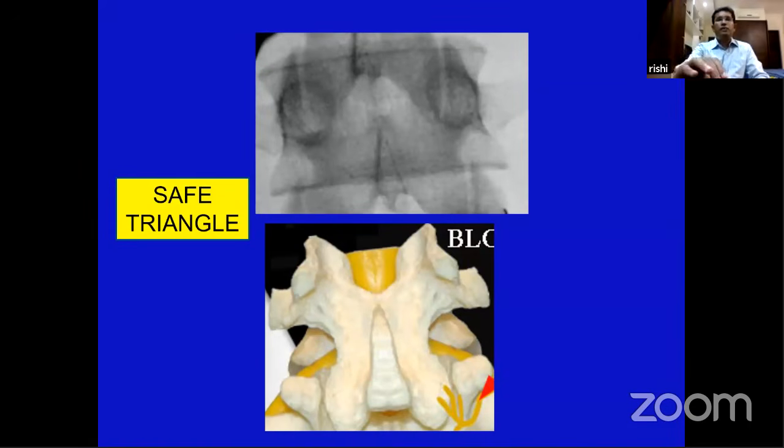So let me show further about the safe triangle in the actual C-arm picture. So this is the pedicle of the L4 vertebra. This is the pedicle of the L4 vertebra on the right side. So this is the facet joint and that's the transverse process.